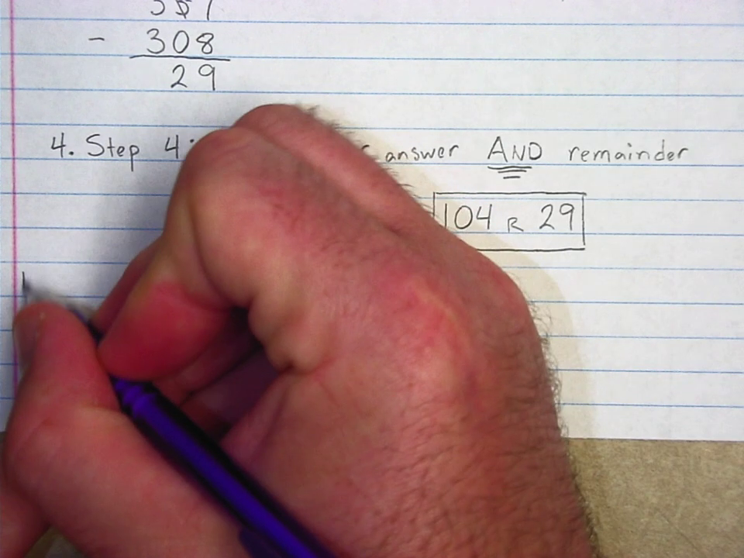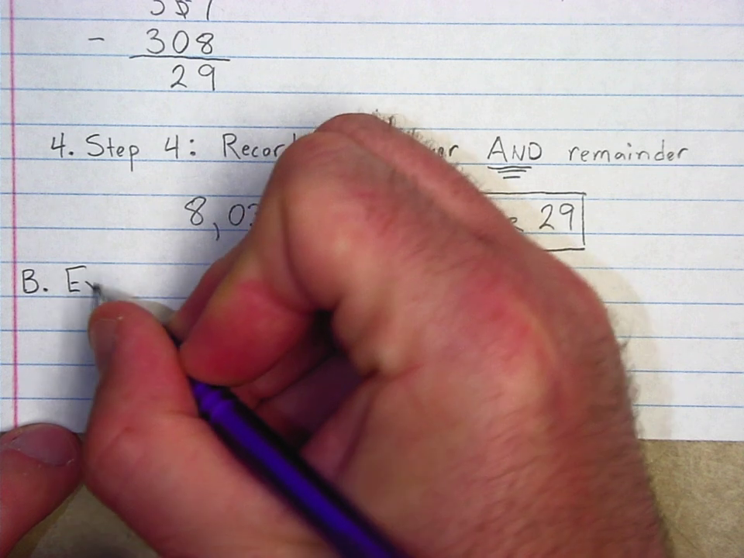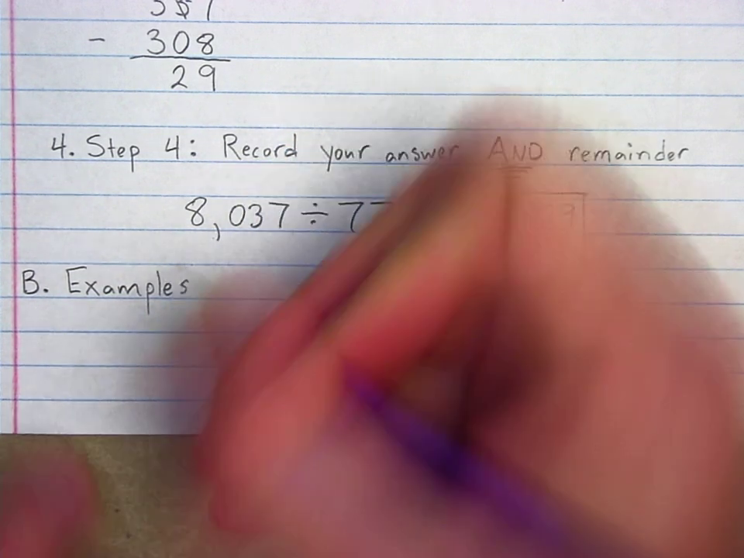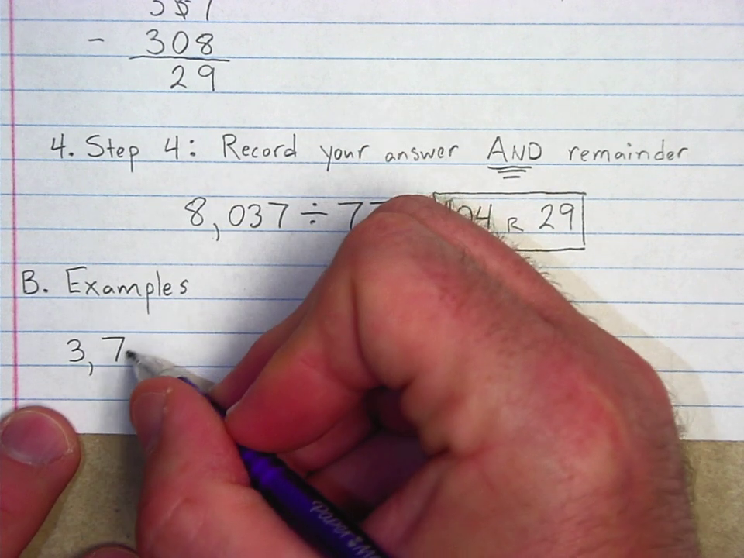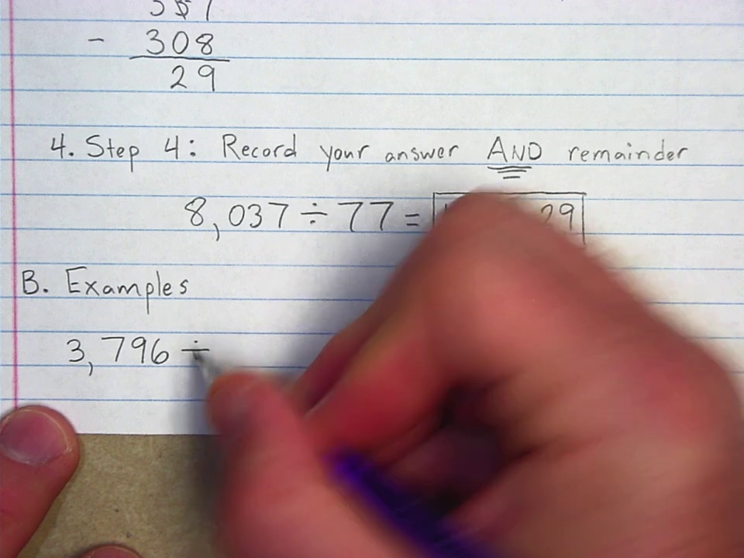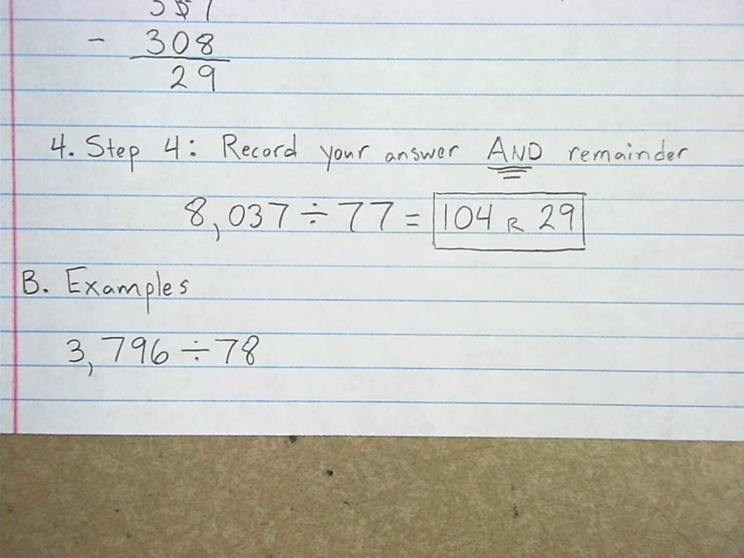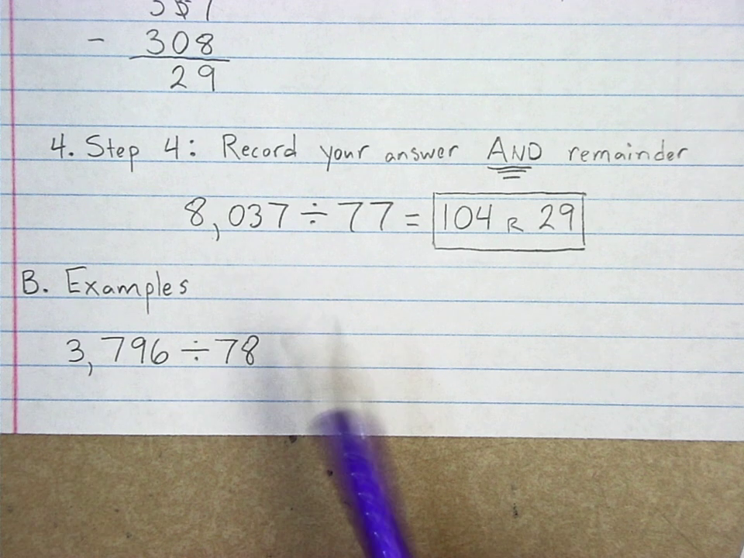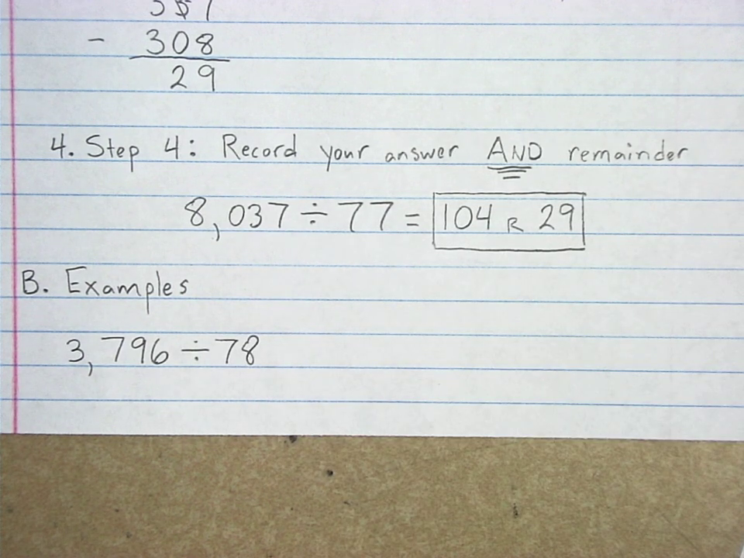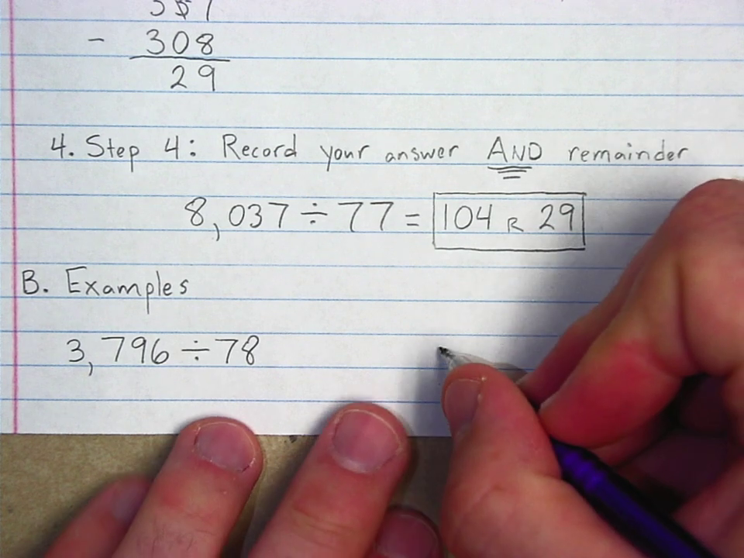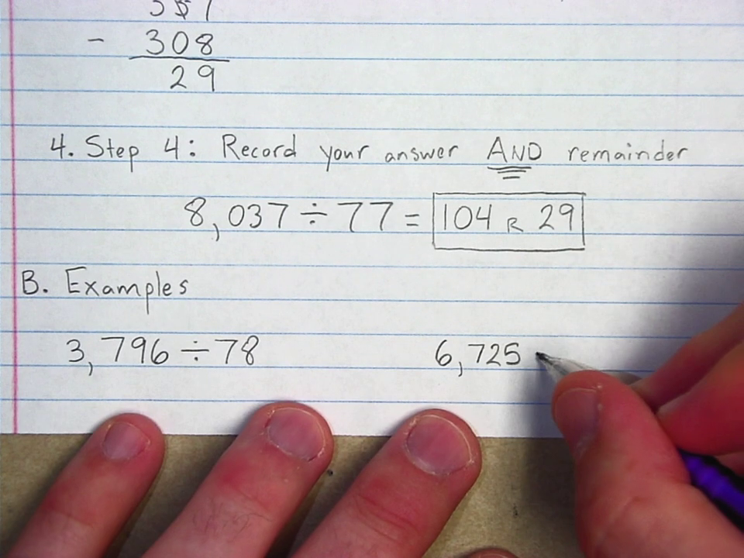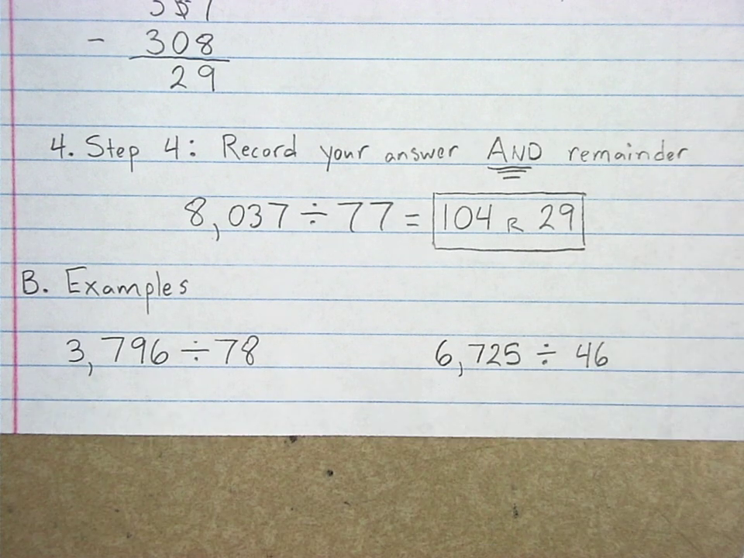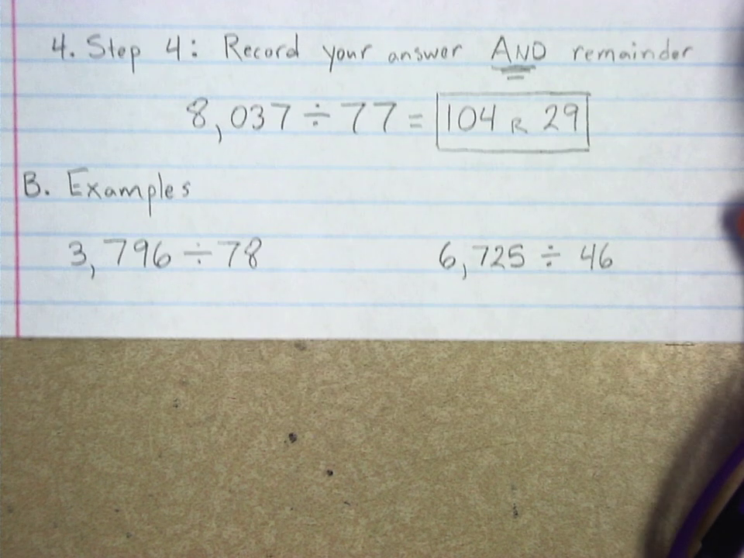All right. As I have been doing lately, I am going to leave you with some examples for you to work on. We'll go over these in class. First example, 3,796 divided by 78. Get yourself some graph paper, or you can work this out on the back page on the opposite side of these notes, but go ahead and work that out. And then for your other problem, 6,725 divided by 46. Go ahead and find answers for both of those. We'll talk about them in class and we'll do some more practice.